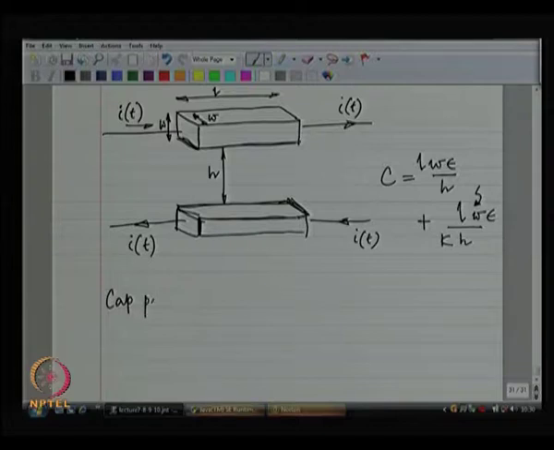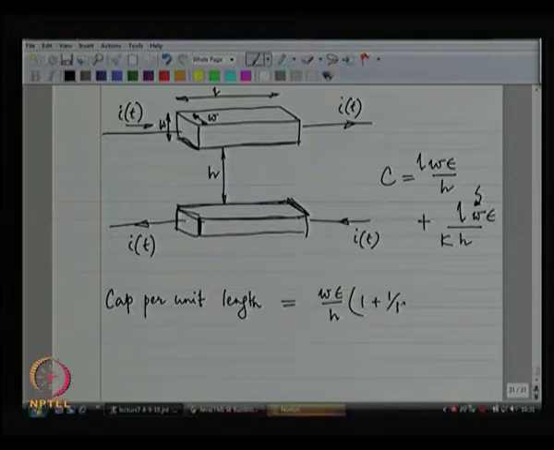Okay. So, this is my capacitance, and the capacitance per unit length is basically W times epsilon by h divided by 1 plus 1 by this fudge factor. Right. What does this tell me? So, look at the conclusions earlier and look at the conclusions now.